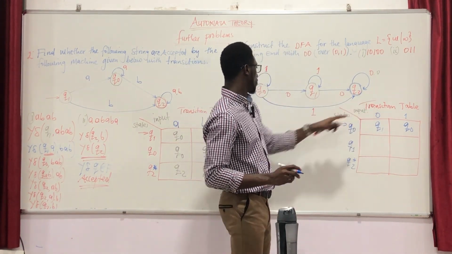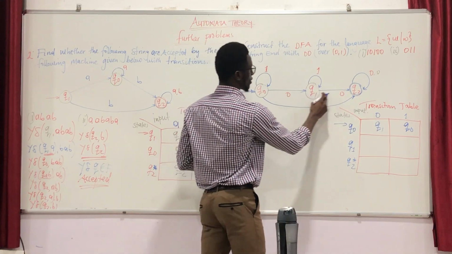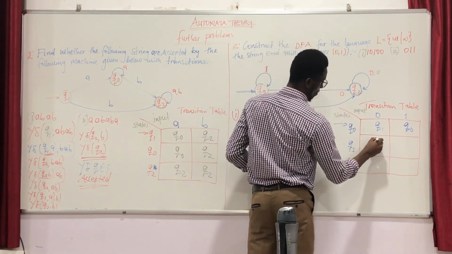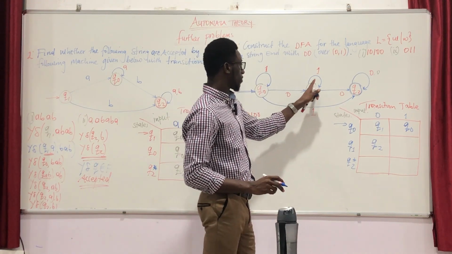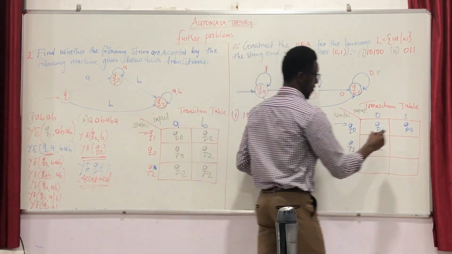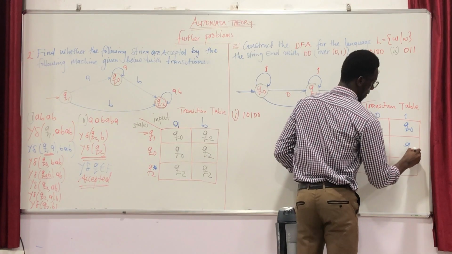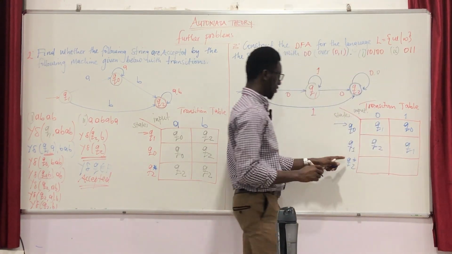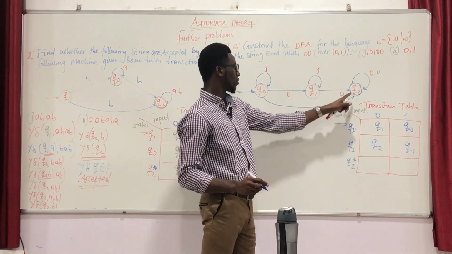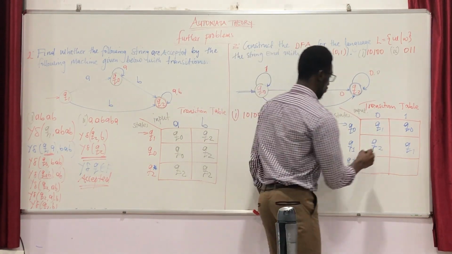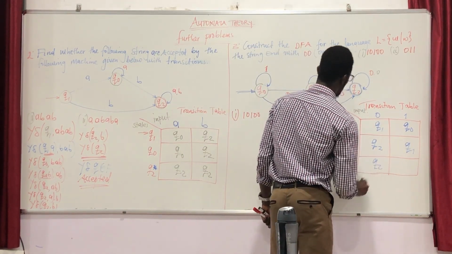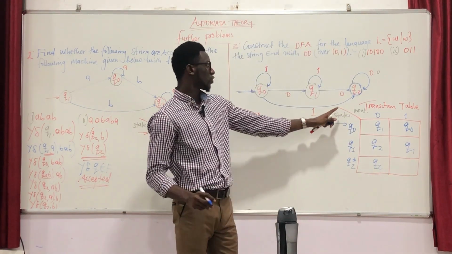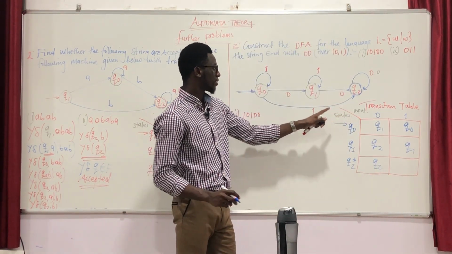Q1 on 0 is Q2. Q1 on 1 is Q1. Now Q2 on 0 is Q2.